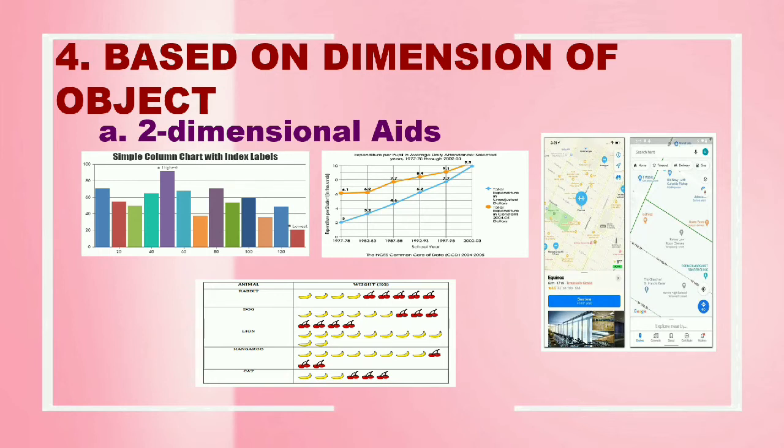Two-dimensional aids are paper-based, opaque materials that are commonly found in the classrooms. These kinds of materials do not need any special equipment for their use. So here are some common examples of two-dimensional aids: charts, graphs, pictograph, maps.